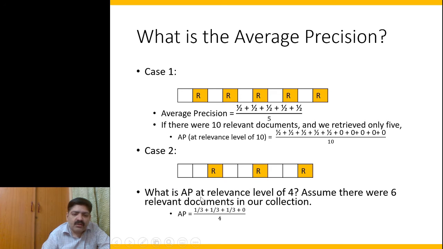So can you work out the average precision at relevance level of 4 for this example? Yes, that would be 3 times 1 over 3 plus 0 by 4.